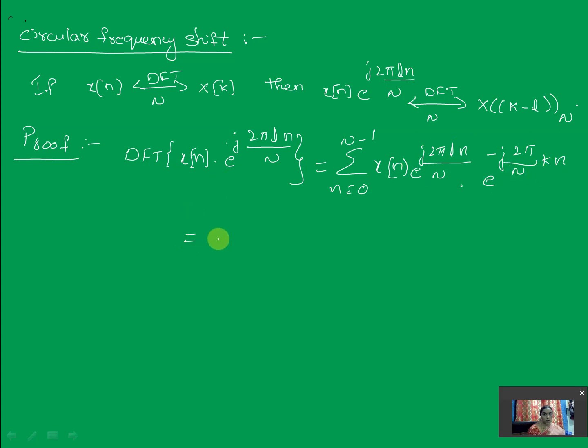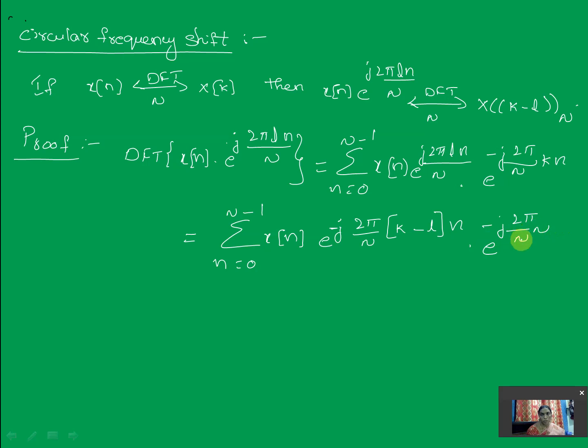Okay, now this is equal to summation n equals 0 to N minus 1 x of n e power j 2 pi by N. So here use minus as common, then 2 pi by N. Now here is the k value, here is the l value. So k minus l common N. And of course here I am adding another term, e power minus j 2 pi by N, and then n. If you cancel these two, then you get e power minus j 2 pi. Obviously e power minus j 2 pi is 1. So in the place of 1 I am using e power minus j 2 pi by N into N.